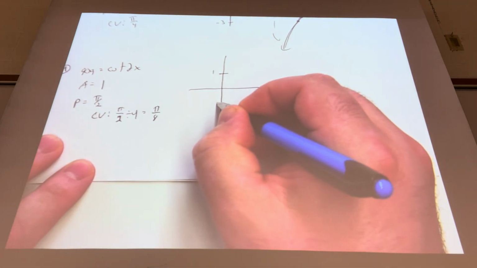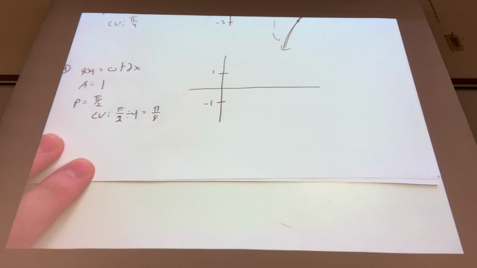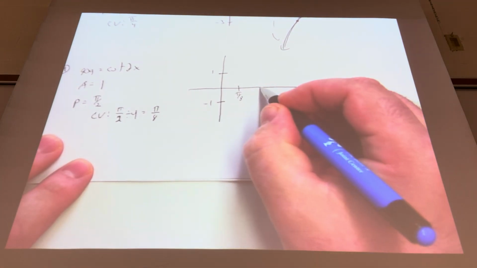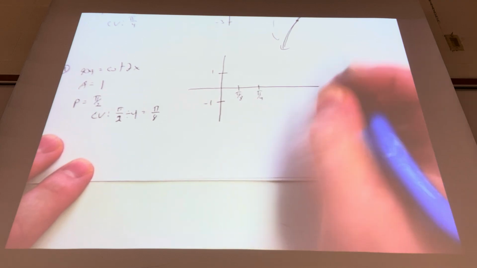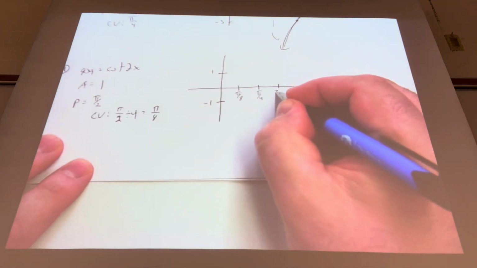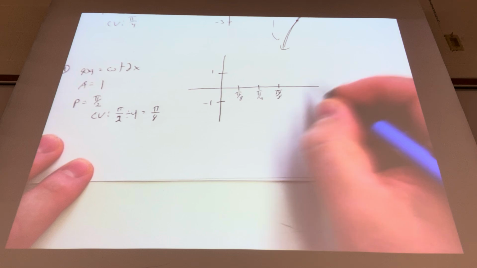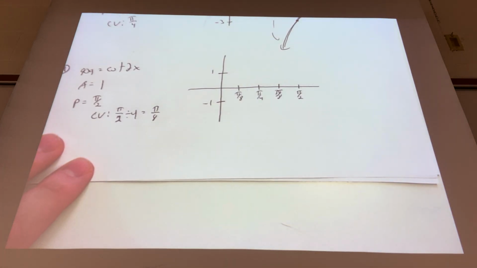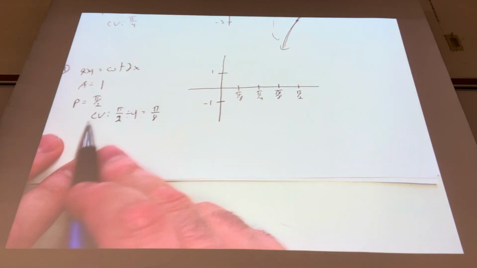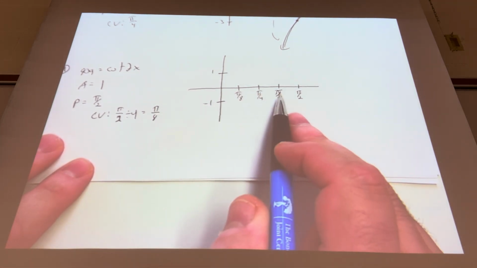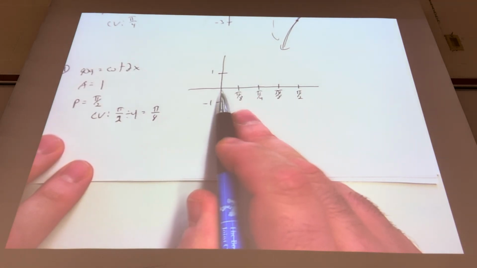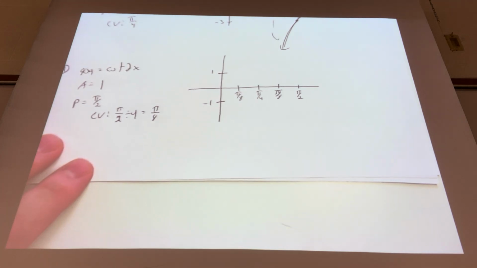So if I'm going up 1, down 1 for my amplitude, pi eighths, pi fourths, 3 pi eighths, pi halves. All I'm doing is I'm starting at 0 and adding my pi eighths, add pi eighths, add pi eighths, add pi eighths. If you notice pi halves, so here to there, should have one full thing going on there.